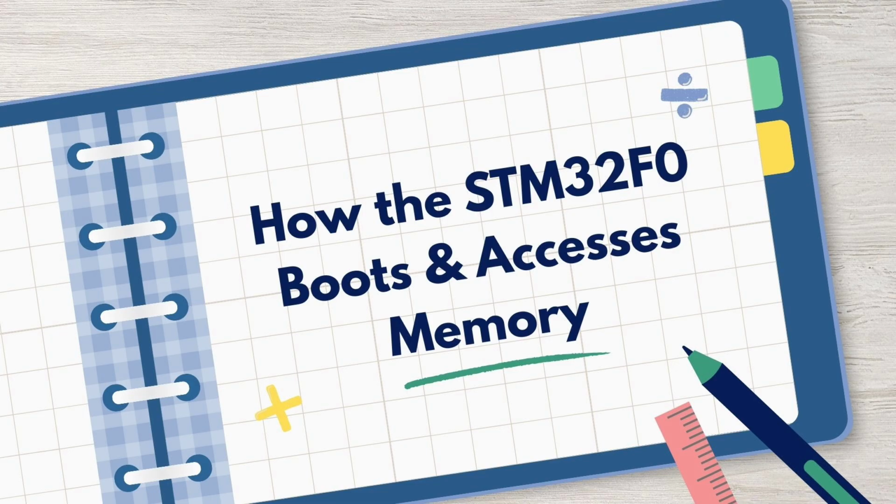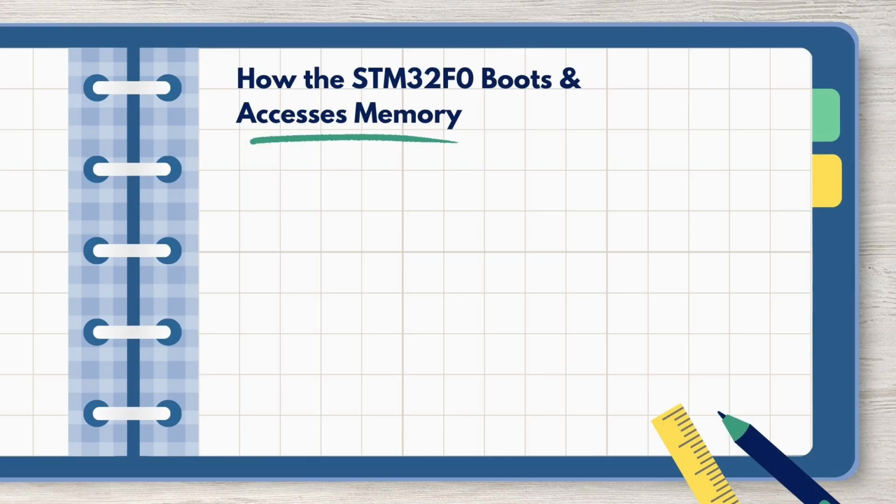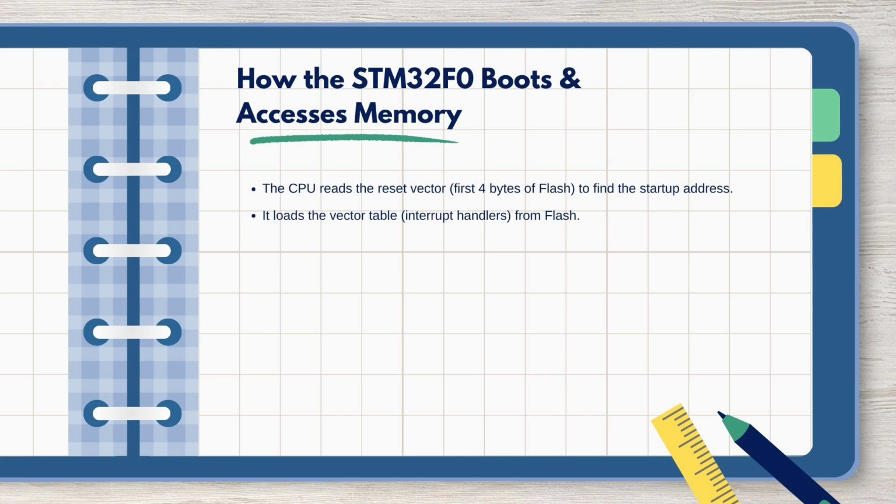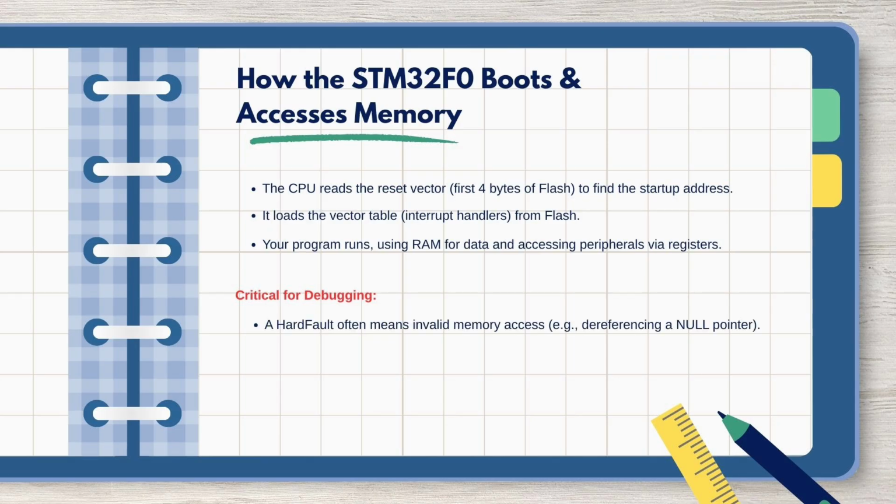How the STM32F0 boots and accesses memory. Here's what happens when you power on the STM32F0. Step 1. The CPU reads the reset vector to find the startup address. Step 2. It loads the vector table from flash. Step 3. Your program runs, using RAM for data and accessing peripherals via registers. Here are a few tips for debugging. First, a hard fault often means invalid memory access. And second, the Memory Protection Unit, MPU, can help catch errors early.